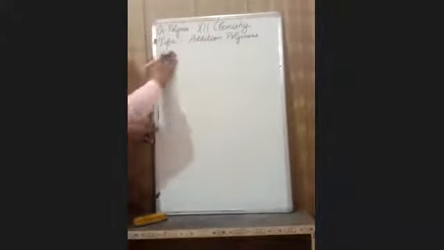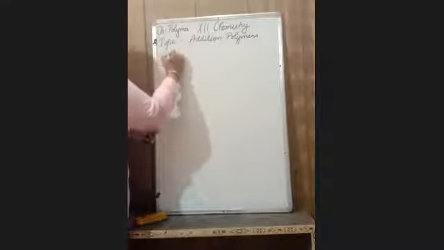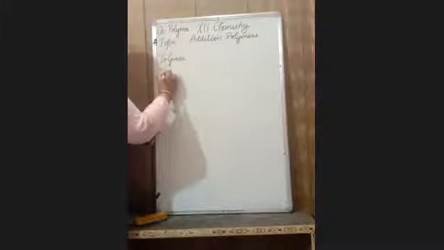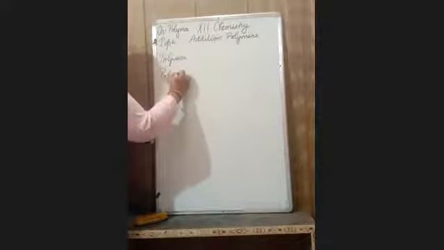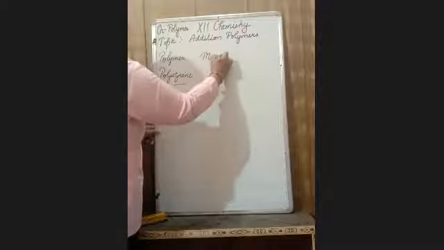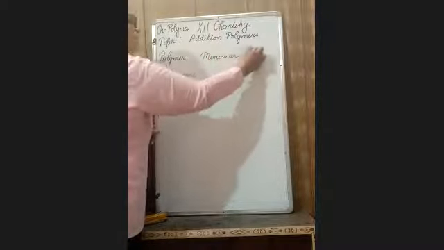Now the next polymer is polystyrene. It is polystyrene. Its monomer is styrene.